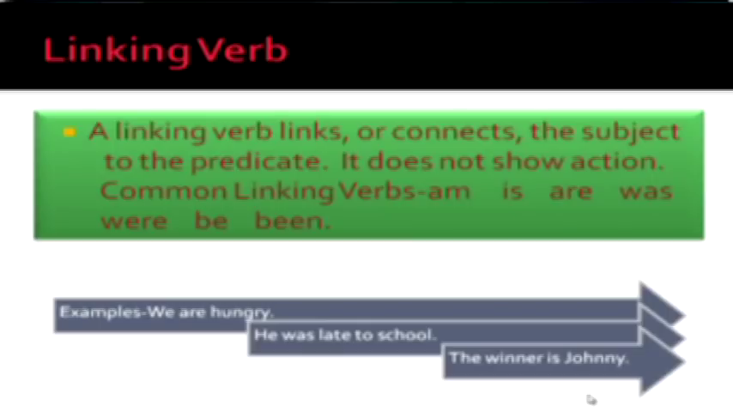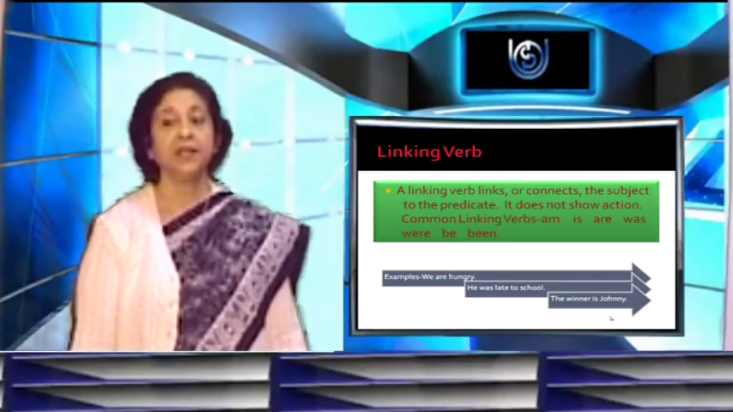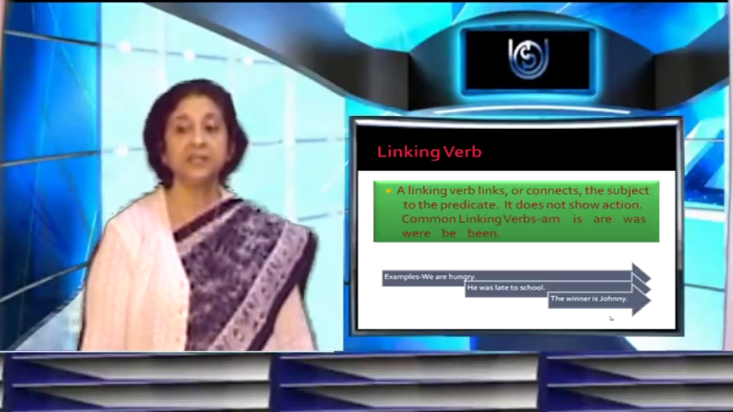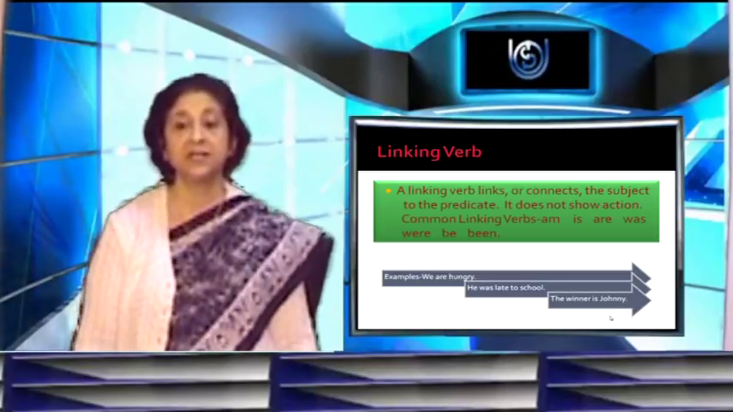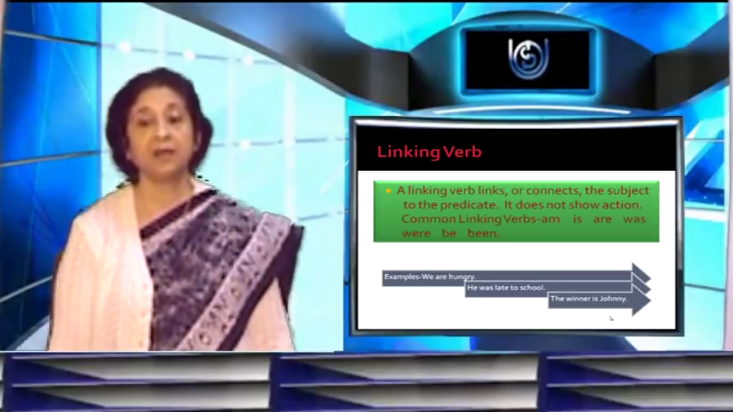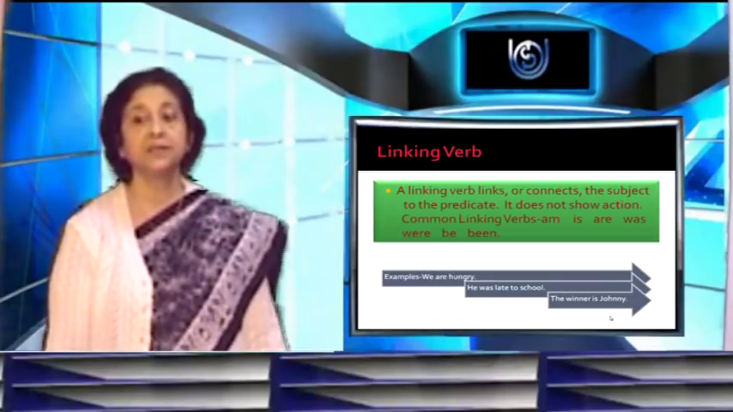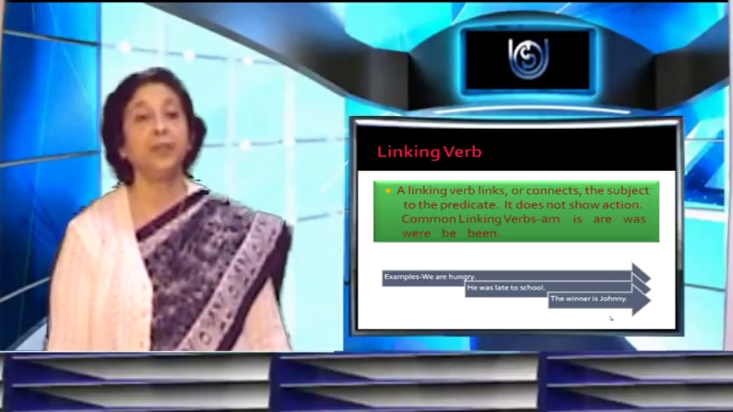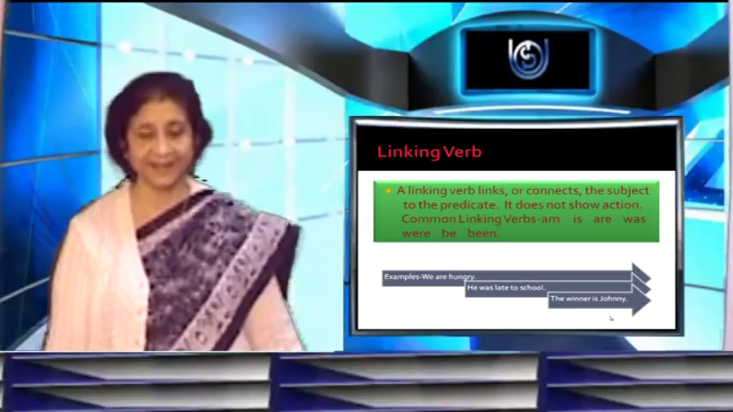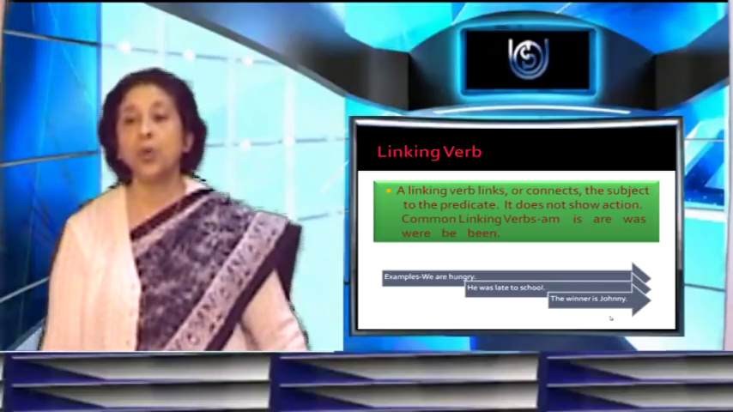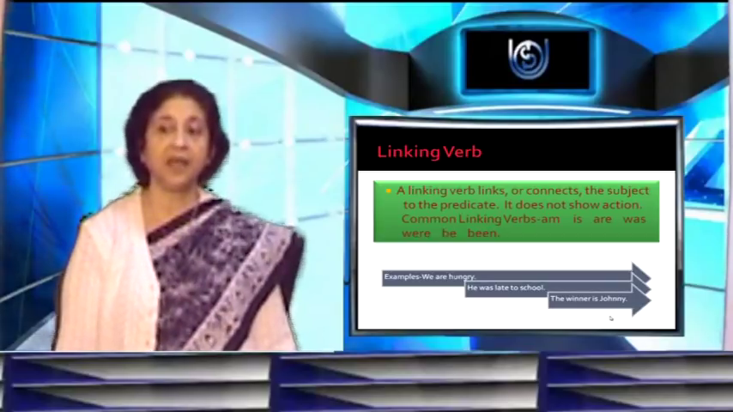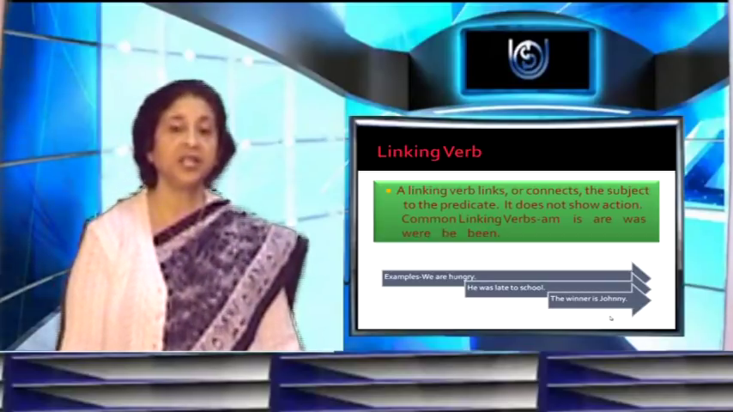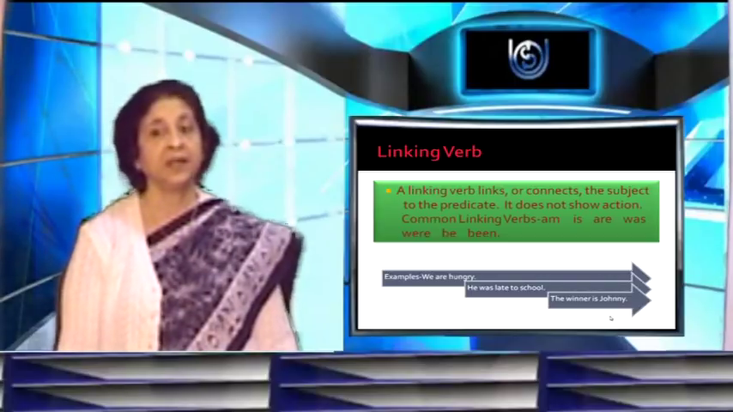Now examples: we are hungry. He was late to school. The winner is John. So in these sentences you see that are, was, is, they are the linking verbs. So in a sentence, when there is no action, these linking verbs are there. They connect the subject to the predicate.